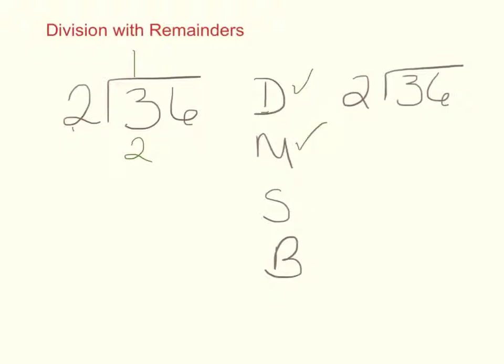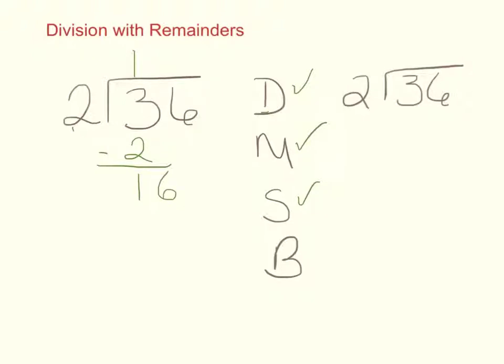What do I need to do next? According to this, I need to subtract. What do I subtract? 3 take away 2. Of course, as we know, 3 take away 2 is 1. So now I just subtracted. What do I do next? Now I need to bring down. What am I going to bring down? I'm going to take this 6 and slide it down here by the 1.